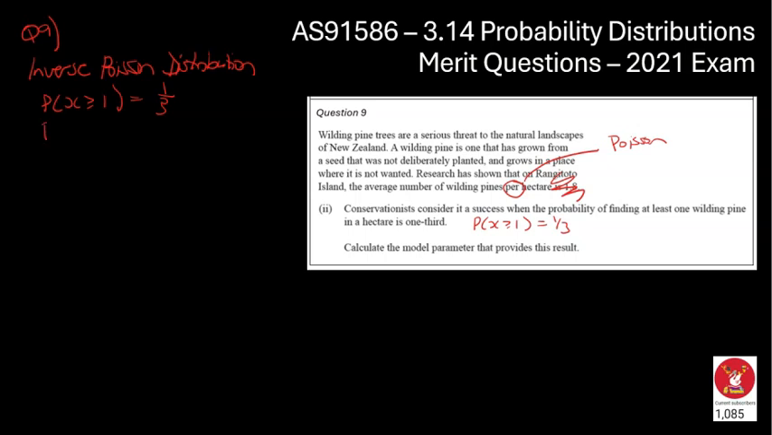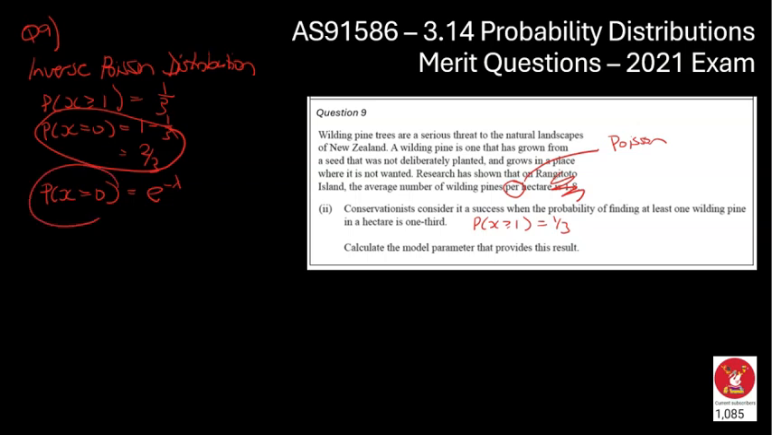So that means the desired probability of there being 0 of these wilding pine trees in a particular hectare is going to be 1 minus that probability. So a success occurs when 2/3 of the hectares on Rangitoto Island don't have any of these wilding pine trees in them. Because it's an inverse percent distribution question, the probability that x is equal to 0 is always equal to e to the power of negative lambda. We've just calculated the probability that x is equal to 0, so I'm going to sub that in down here. So 2/3 is equal to e to the power of negative lambda.